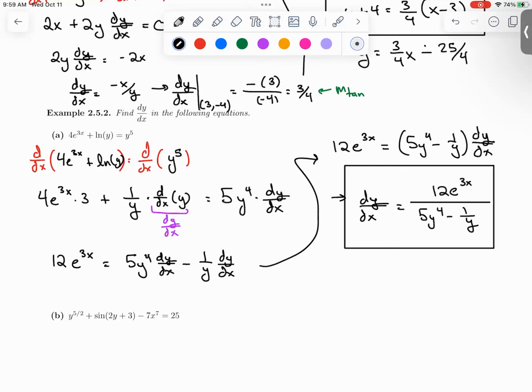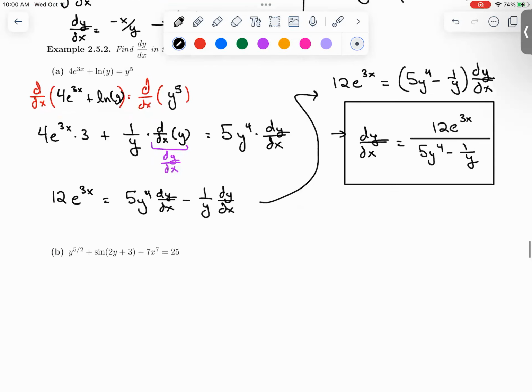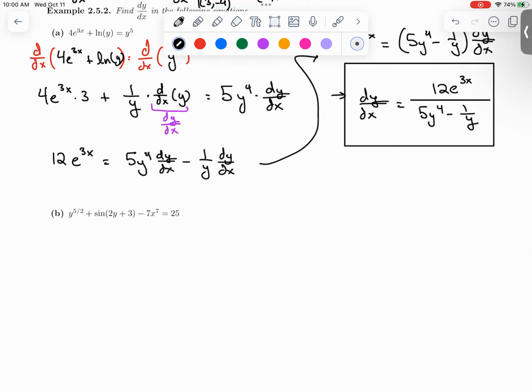In the interest of time, I'm going to give you guys the answer to B. I'd like you guys to do it on your own time, but the answer should be, okay, dy/dx is equal to 49x to the 6th divided by 5 halves y to the 3/2 plus 2 cosine of 2y plus 3. Let me just make sure that's right.